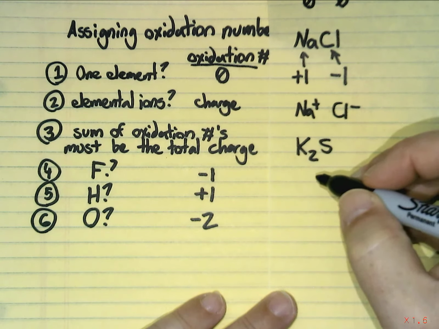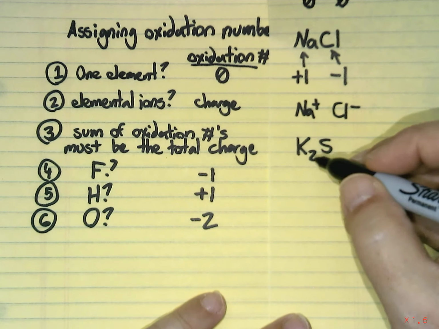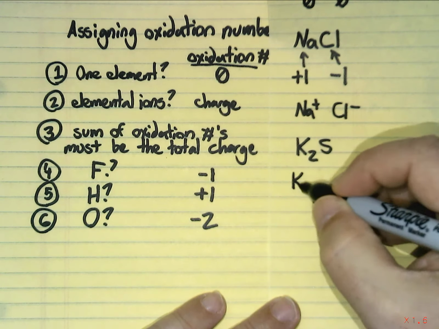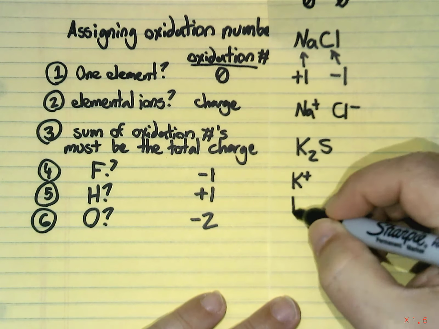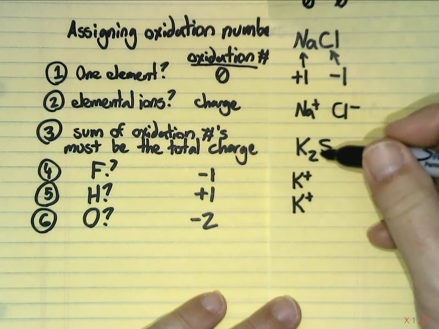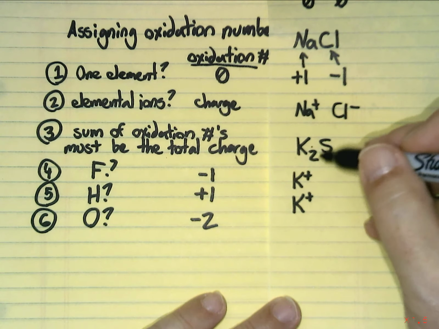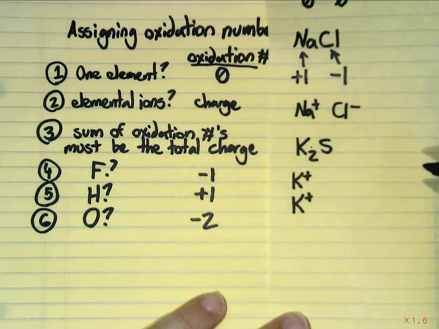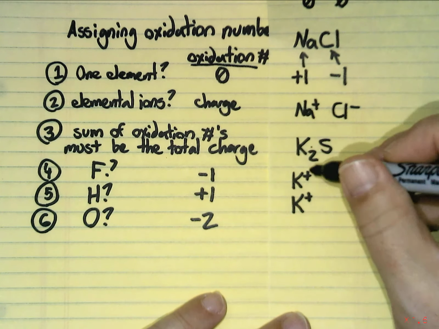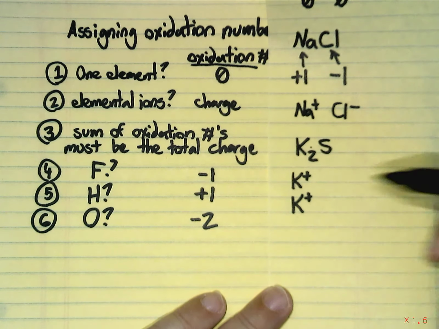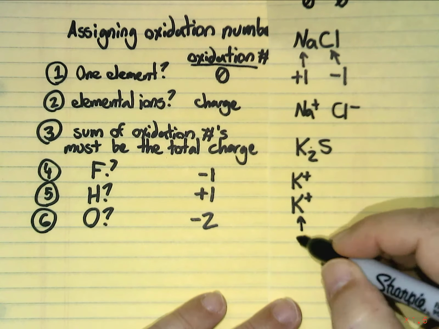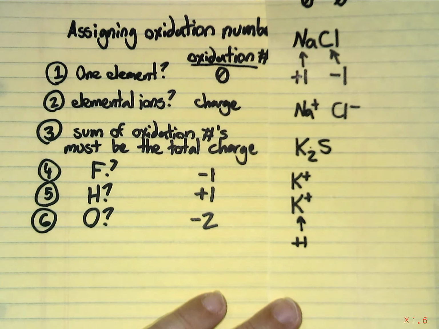Potassium is in the alkali metal column, and everything in that column has got a +1 charge. So I know that there are potassium ions in there. Now, there are 2 of them. See, this doesn't really affect the charge. It's where the element is on the periodic table that determines the charge. So I have 2 K+ in there. Each one is going to have an oxidation number of +1, because that's what the charge on this thing is.